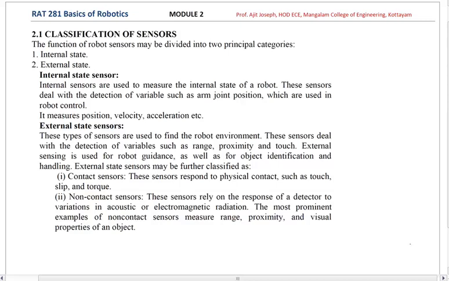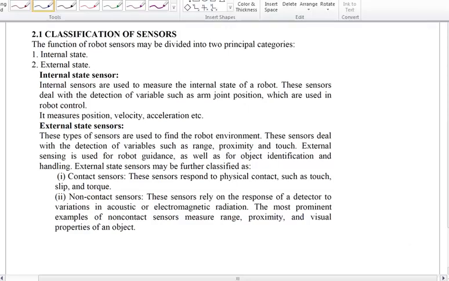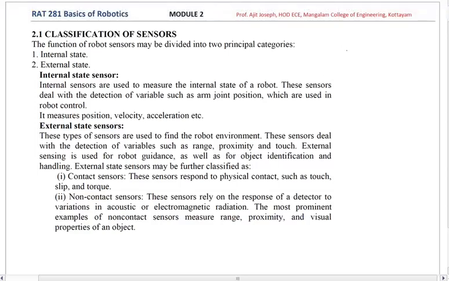Hello students. Next we will look into the second module. The second module basically consists of two parts. The first part is on sensors and the second part is on actuators. What is the meaning of actuators? Actuators are the parts which will provide the required energy or power for the robot to move.